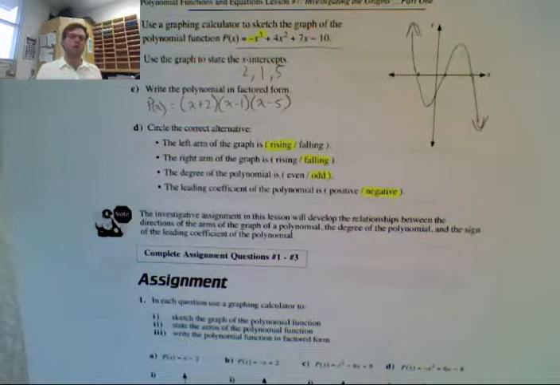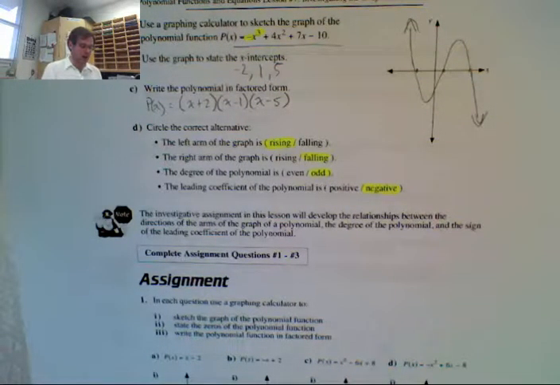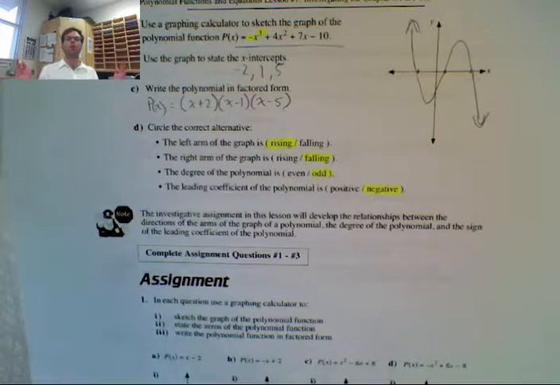While you're doing this assignment, later on you're going to investigate the difference between what the negative coefficient means and what the degree does, and how the graph opens and closes and the direction it goes. You'll be doing that in your assignment when you start doing it here.